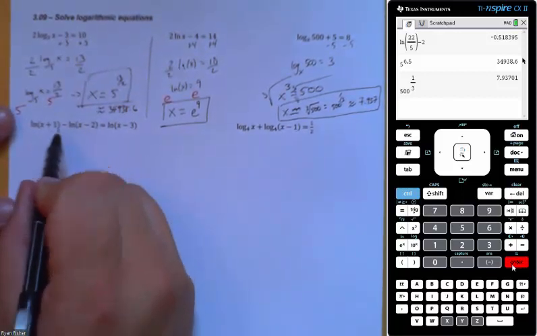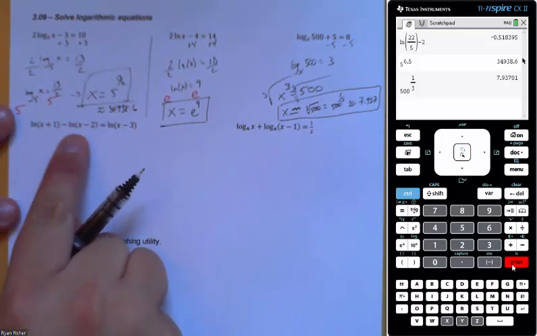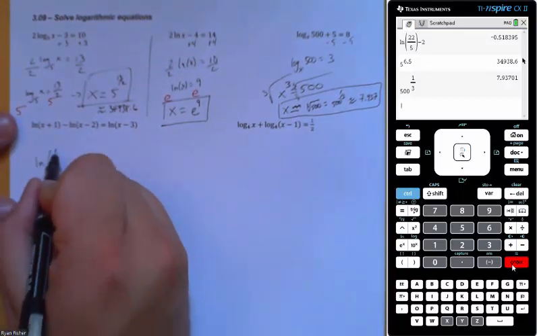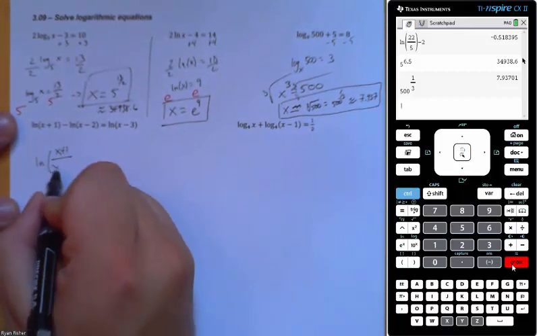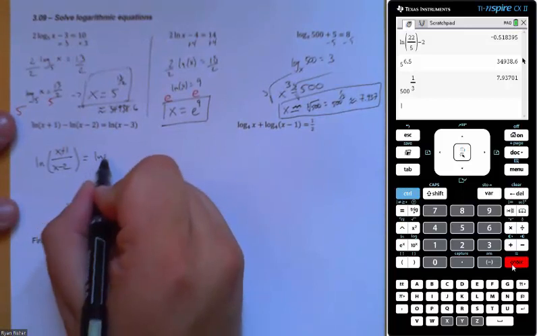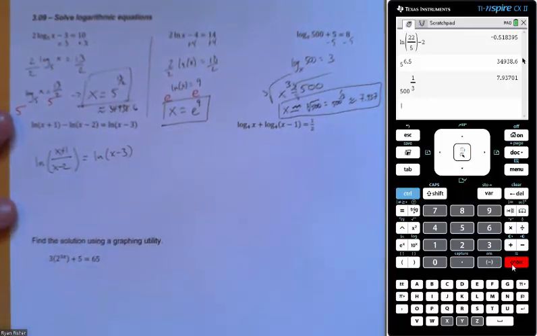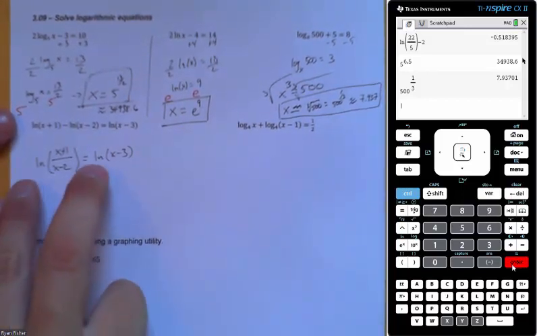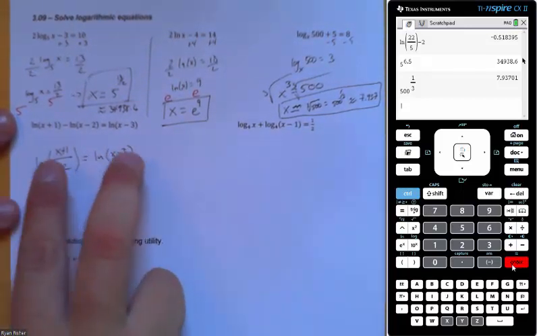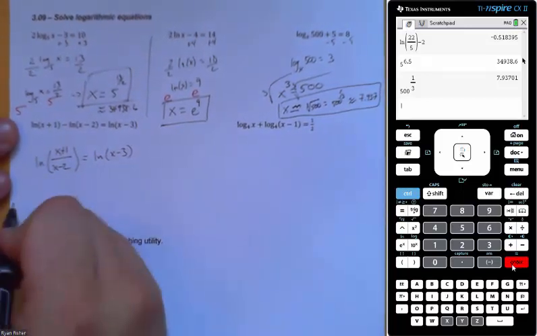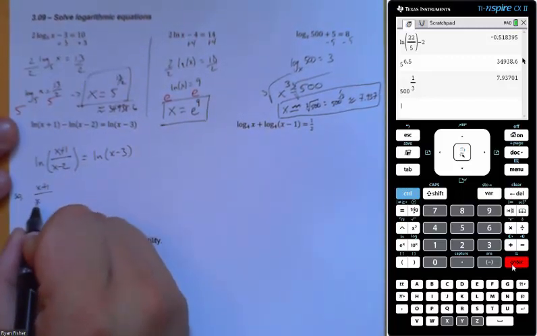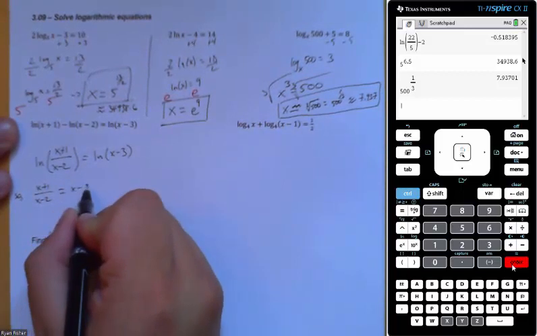So maybe I start by, let's see, properties of logarithms. If I subtract logarithms, that's the same as the logarithm of a quotient. And that's equal to natural log of x minus 3. That's good. I have the same logarithm with the same base. So if that's the case, then the inputs have to be equal. So this tells me that (x plus 1) over (x minus 2) is equal to x minus 3.